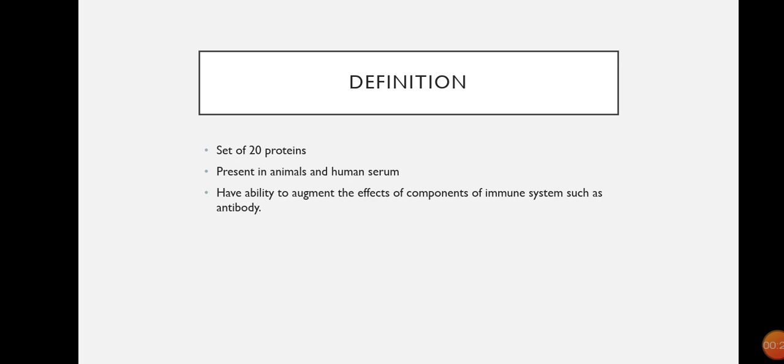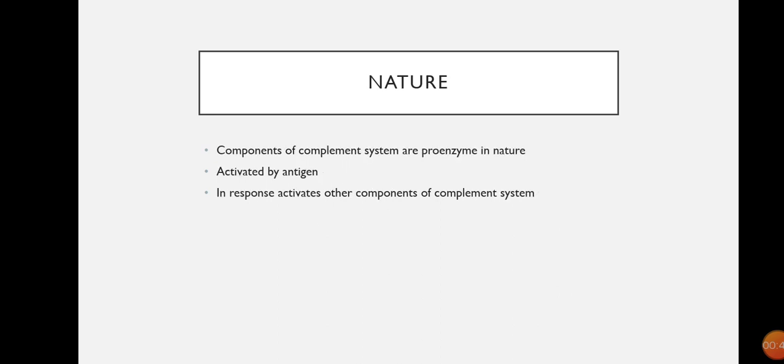Complement system is the system of about 20 proteins which are present in the animal or human serum. And what is its ability? Its ability is to augment the effect of the components of the immune system, for example antibodies. Okay. Then we have the nature to discuss.